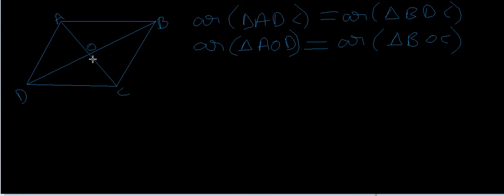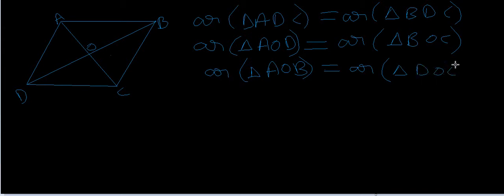But before that, we can say that if the triangles AOD and BOC have equal area, then by similarity, area of the triangle AOB should be equal to area of the triangle DOC. That means if these two triangles which are opposite to each other have equal areas, then these two triangles which are also opposite to each other should also have equal areas.